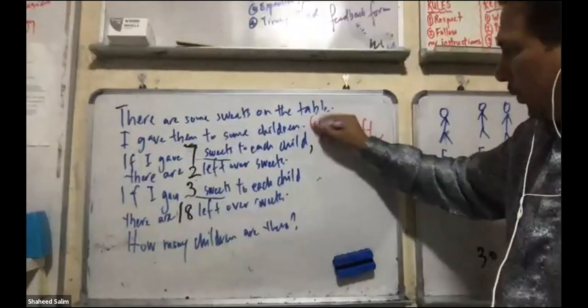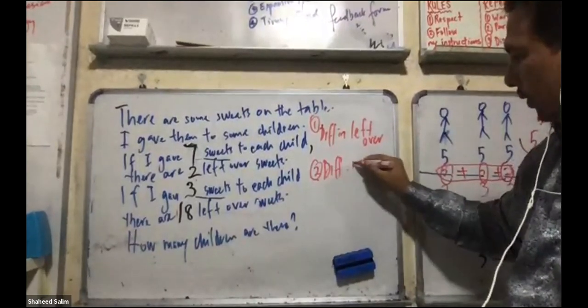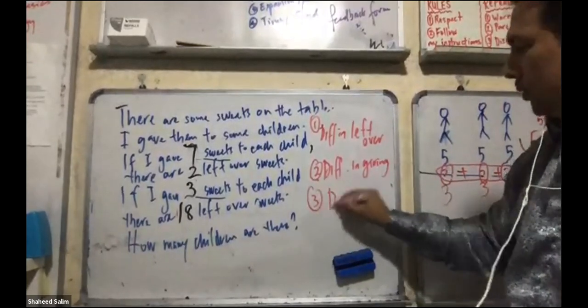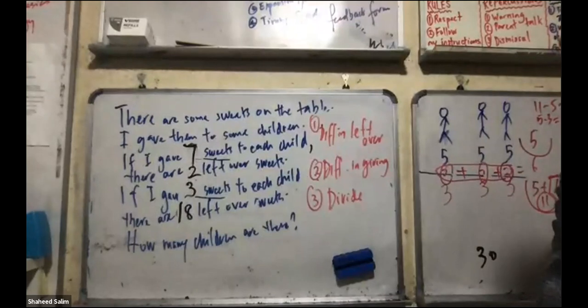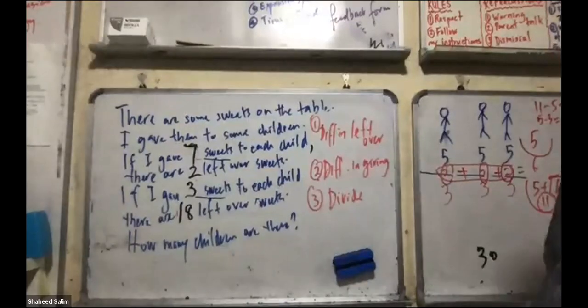Step 1, difference in leftover. Difference in giving. Step 2, then divide. The difference is 4, correct. Difference is 4. Difference in what? Giving is 4.